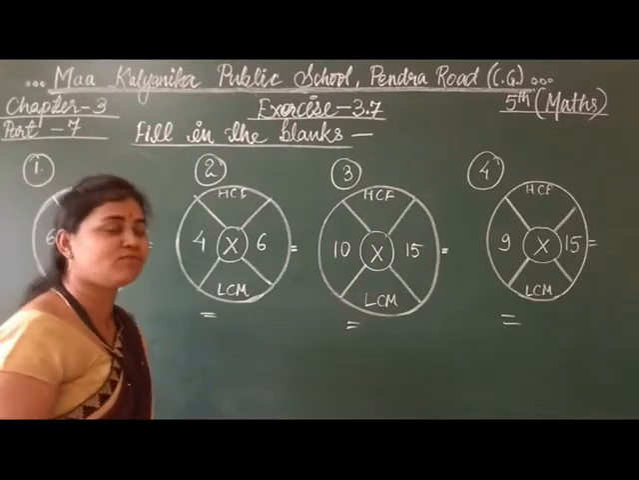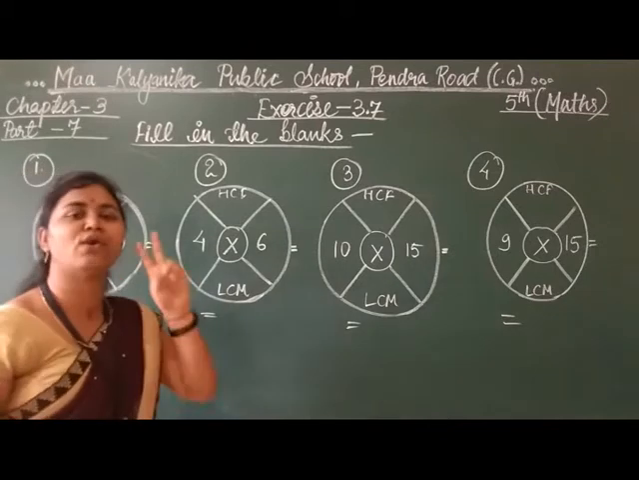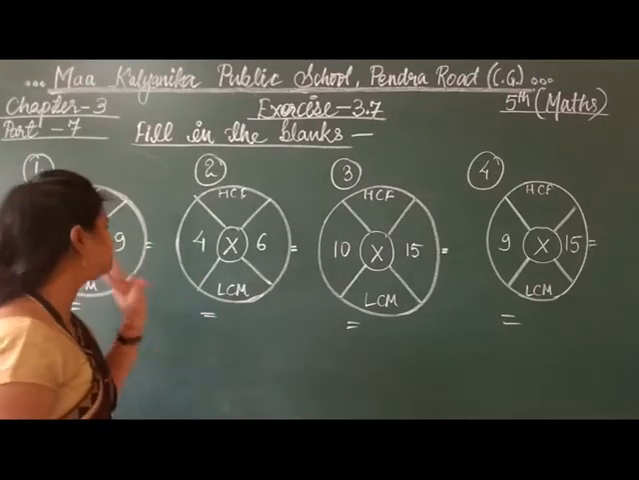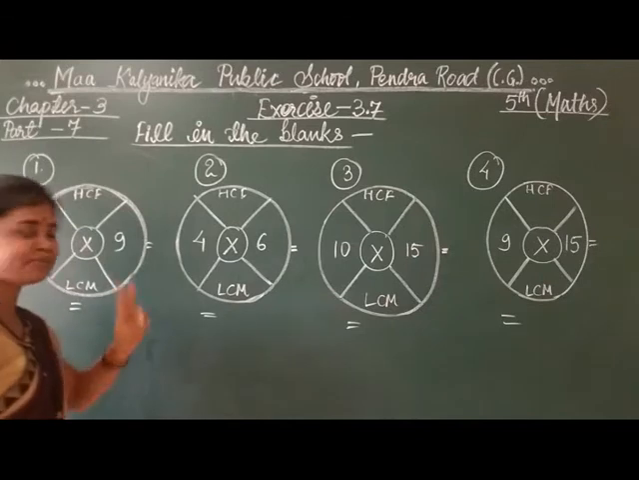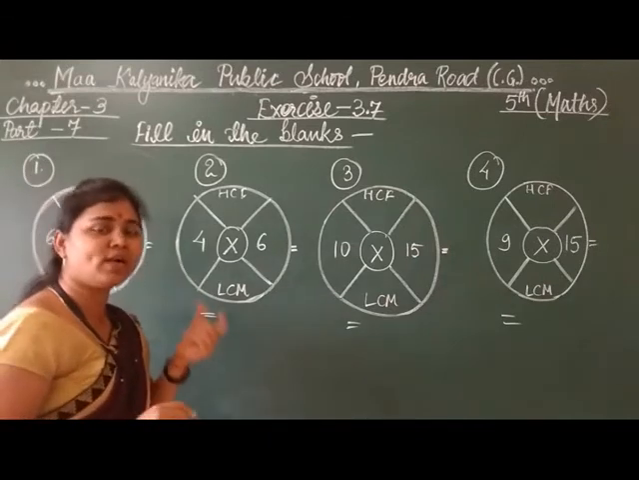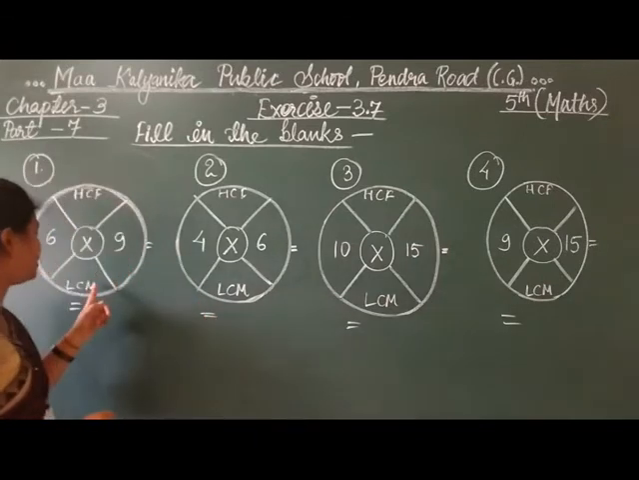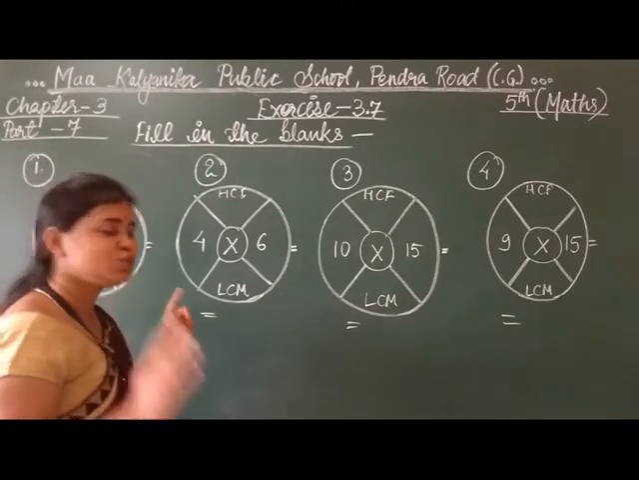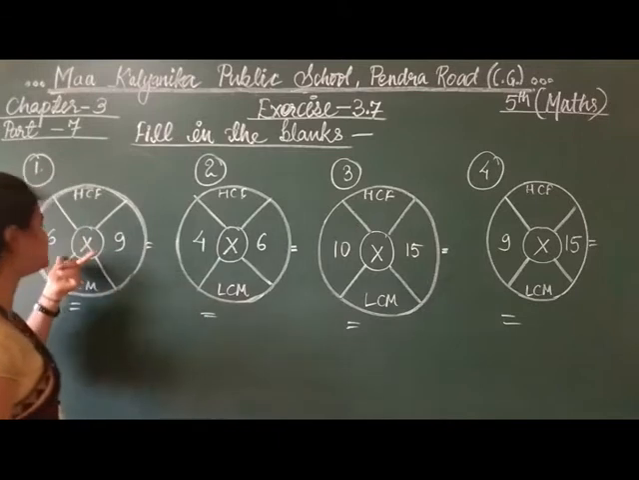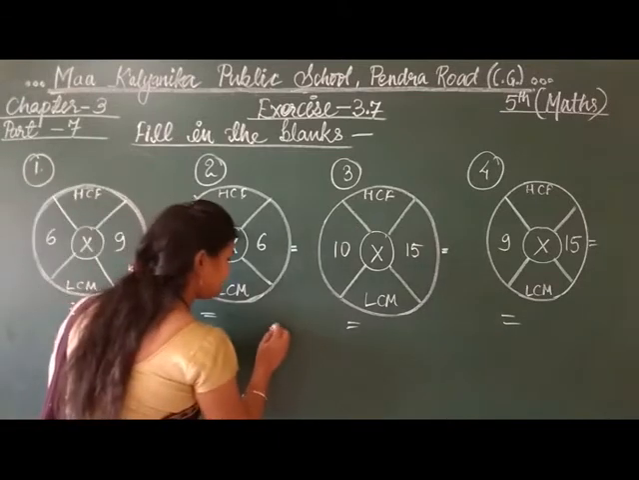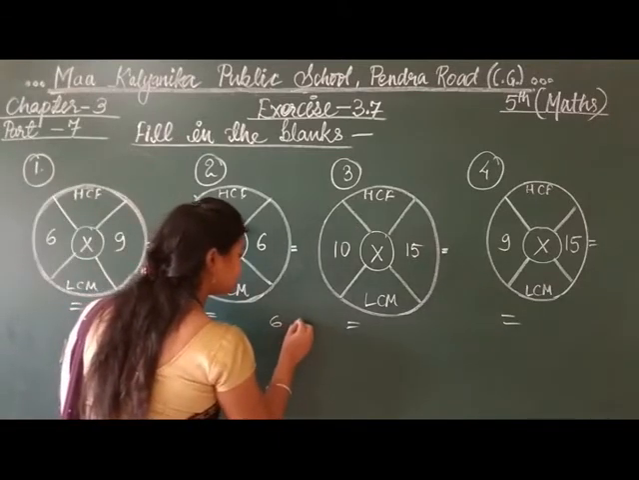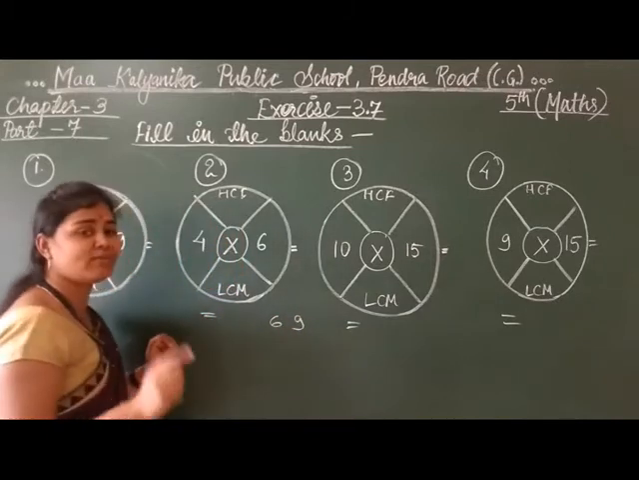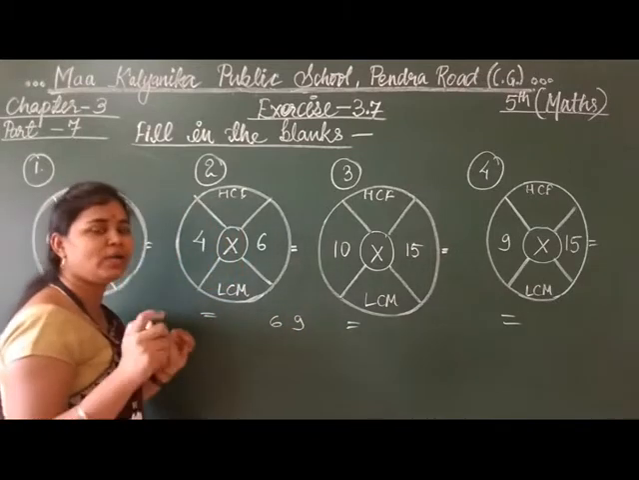The easiest way of finding the HCF of 2 numbers is by the long division method, and the easiest way of finding the LCM of 2 numbers is by the short division method. So first of all, 6 and 9 are the numbers. So students, first we will find the HCF by the long division method.